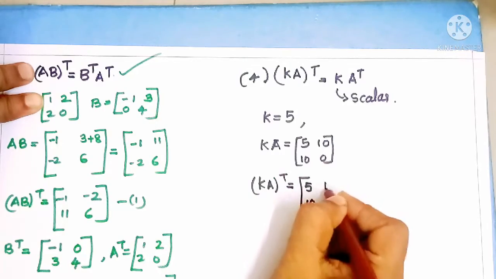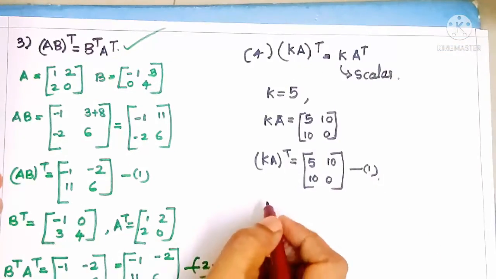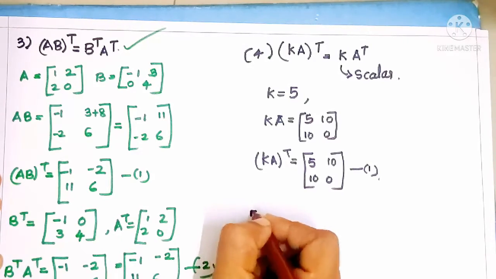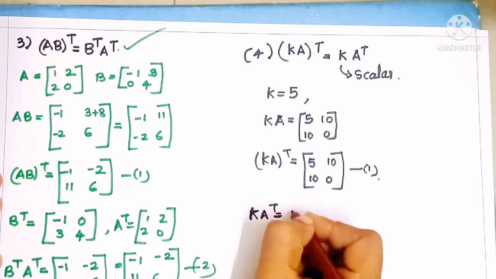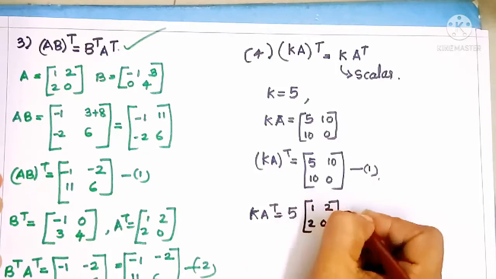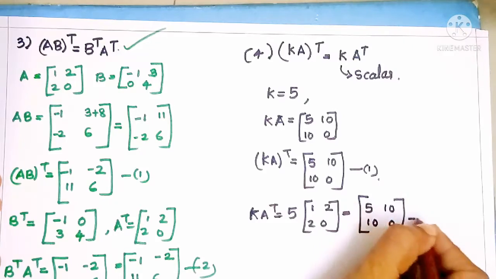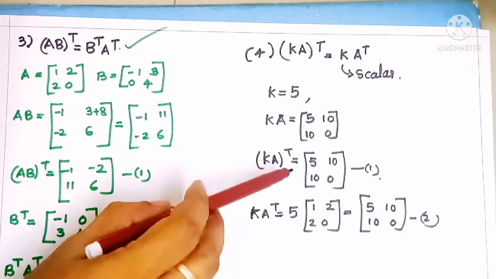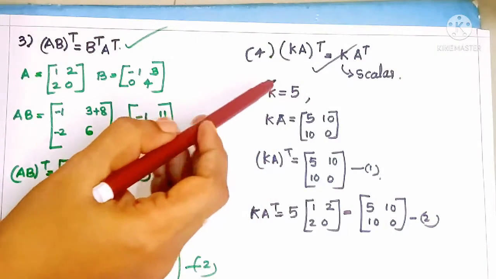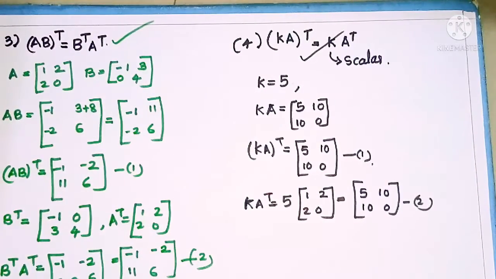Then find (K into A) the whole transpose: [5, 10; 10, 0]. This is equation number 1. Then we know A transpose. Then K into A transpose, that means 5 into [1, 2; 2, 0], which is equal to [5, 10; 10, 0]. This is equation number 2. If you compare equation number 1 and 2, both are equal. So we can say (K into A) the whole transpose equals K into A transpose. So these are the properties of the transpose of a matrix.